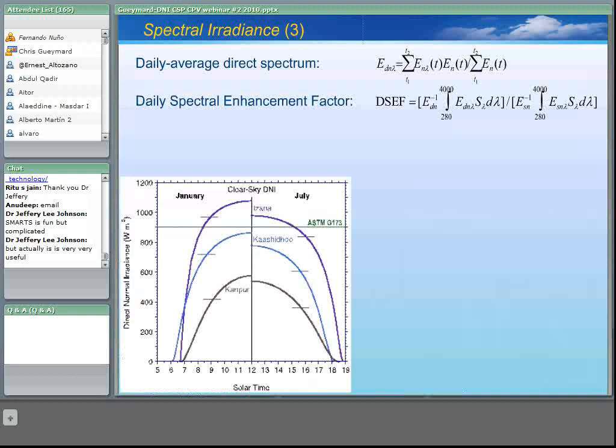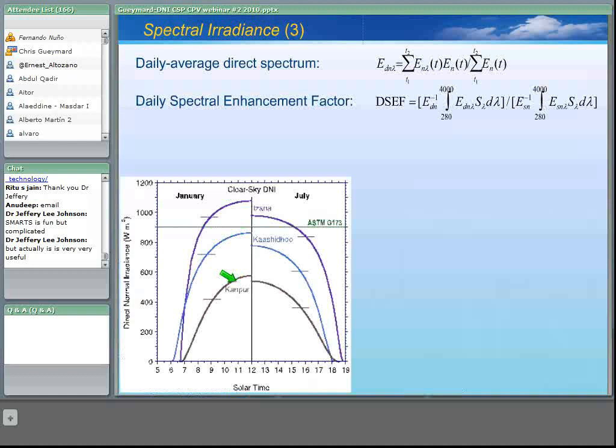So this has been done for different sites in the world, for example, a very clear site at Izana, in the west of Africa, a very high altitude site, a moderately clean site at Kaashidhoo in the Maldives, west of India, and Kanpur, which is in northern India, where it's a very hazy atmosphere.